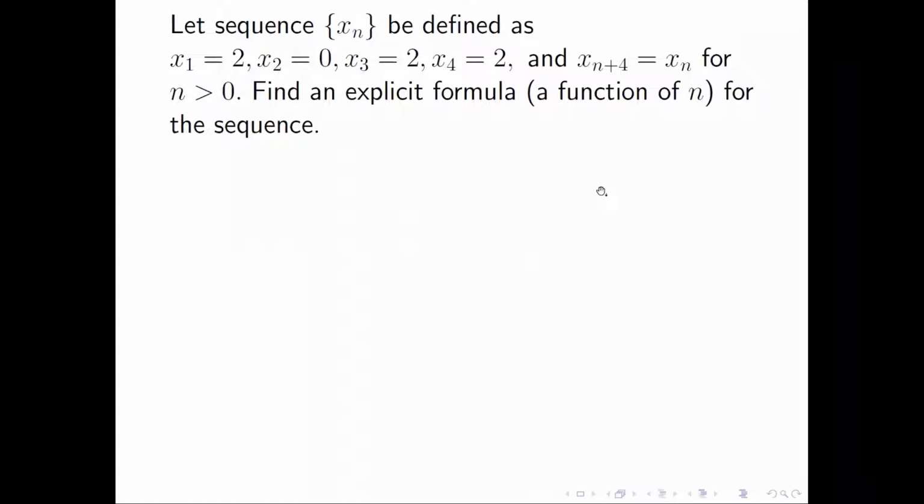Hello, everyone. Today, we are going to discuss explicit formulas for cyclic sequences. The first four terms of the sequence are 2, 0, 2, and 2, and repeat the pattern for the rest of the terms. We want to find an explicit formula for the sequence. That means we want to express x of n as a function of n.